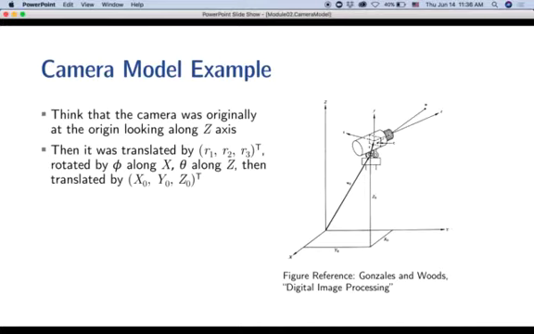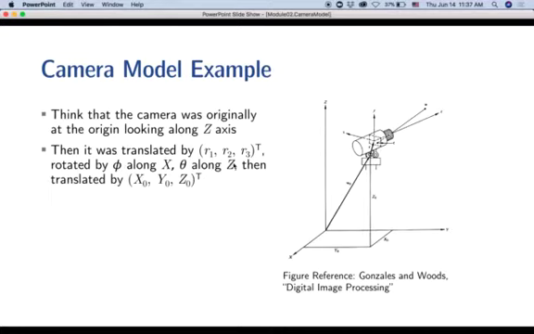Okay, now it was translated by first some R1, R2, R3, because originally this point, the center of the image, or the pinhole really, was at the origin. But between that point and where it can actually rotate is an offset, and I'm calling that R. So when I want to rotate the camera, I first have to bring the physical point of rotation onto the origin, because rotation will happen about the origin when I set up a matrix. Okay, so the camera was then translated by R1, R2, R3, so that the gimbal is at the origin. And then it was rotated by phi along x and theta along z.